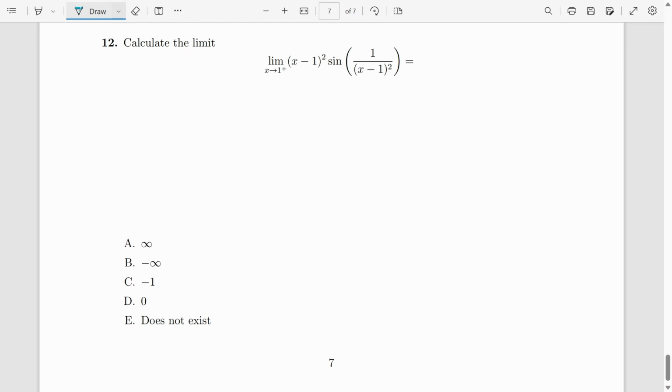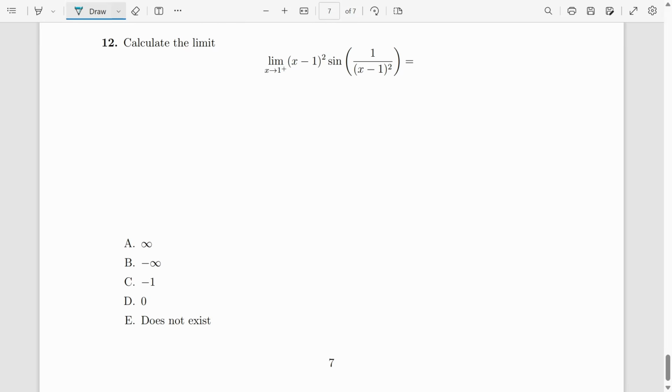Okay, question 12. Woohoo, this is the last one. I'm tired too. Another limit. This is like the, what, fourth limit on this exam? Maybe fifth? I kind of forget.